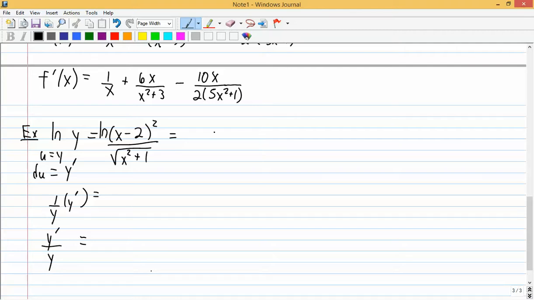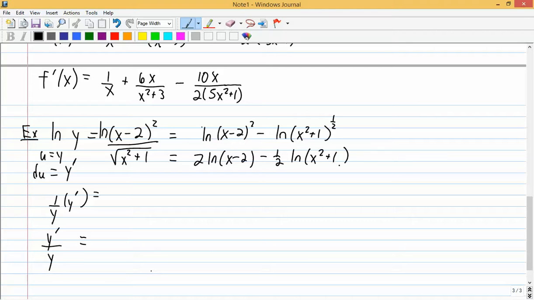properties. So the left side of the equation, notice I put equals up here before I do any calculus. I'm just rewriting the right side of the equation. That's going to be equal to the natural log of (x minus 2) squared minus the natural log of (x squared plus 1) to the 1/2. Then I can rewrite that using the power rule. So that's 2 times the natural log of (x minus 2) minus 1/2 times the natural log of (x squared plus 1).